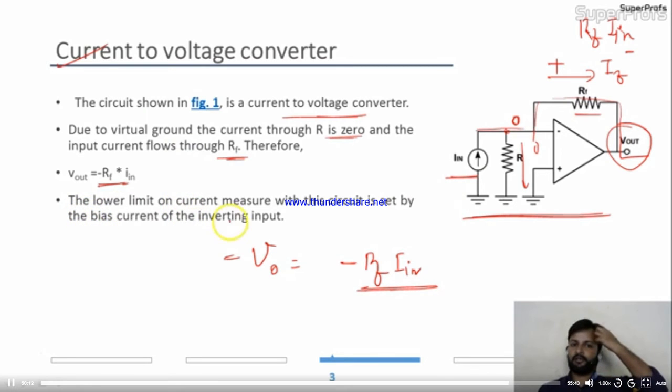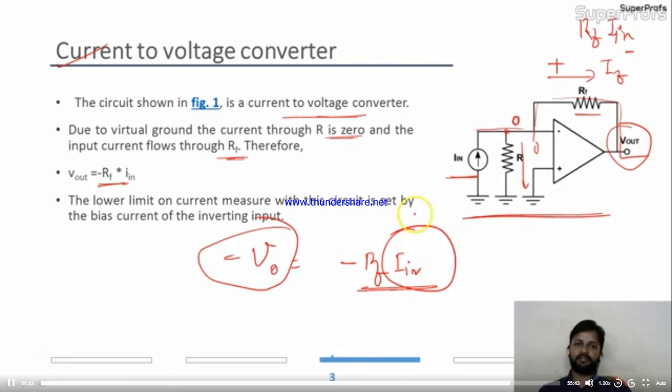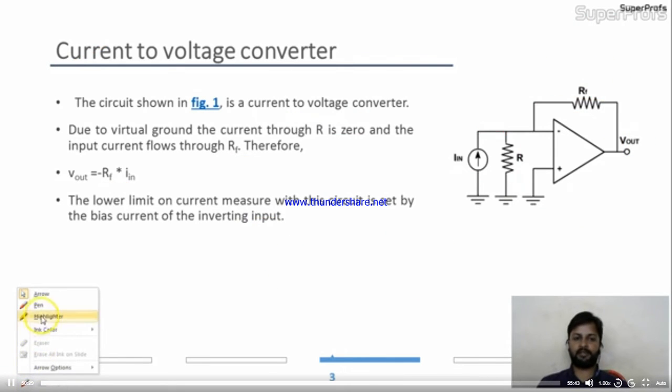The lower limit of current measurement with the circuit is set by the bias current of the inverting input. This is your voltage. This is your current. So I hope this is also clear to you. Okay. We'll take one problem and we'll wind up this session.